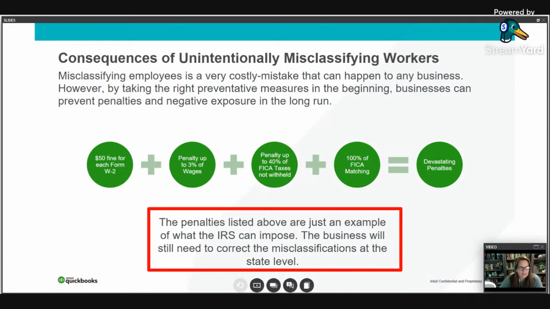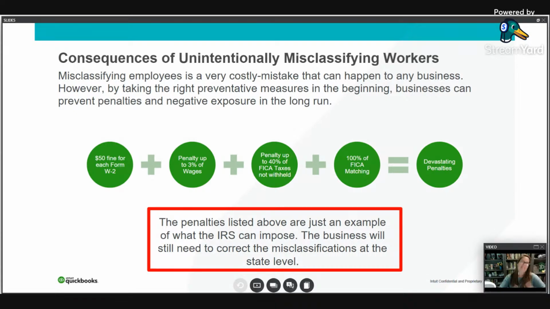So what happens is, if an employee is misclassified, the ramifications, the consequences, can vary depending on whether the Department of Labor and the IRS determine the misclassification was unintentional, intentional, or even fraudulent. I think the estimate is somewhere around 3.5 million workers who are misclassified as independent contractors when really they are employees.